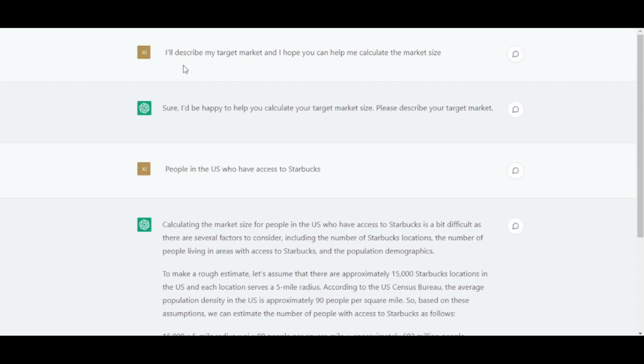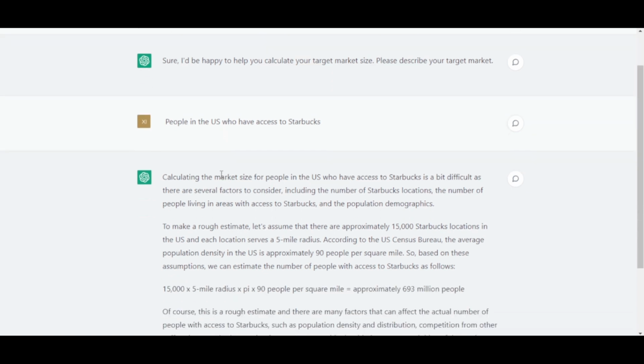So here I have written, I will describe my target market and I hope you can help me calculate the market size. Then ChatGPT replied, sure, I would be happy to help you calculate your target market size. Please describe your market. So actually, let's see, I'm doing business for coffee in the USA. Then I have written, people in the US who have access to Starbucks. So this can be anything, whatever you say here.